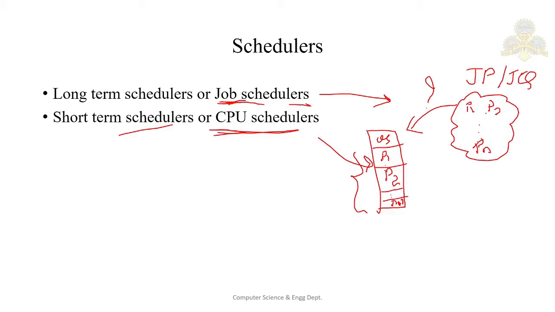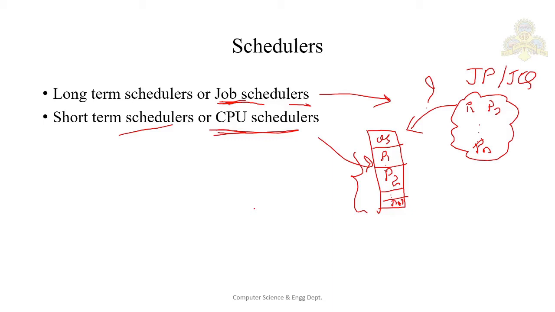Now these long-term schedulers, that is, selecting multiple processes from the job pool and moving them to the main memory, would execute less frequently. Maybe minutes may separate the creation of one process and the next. The long-term scheduler controls the degree of multiprogramming, that is, the number of processes in the memory.